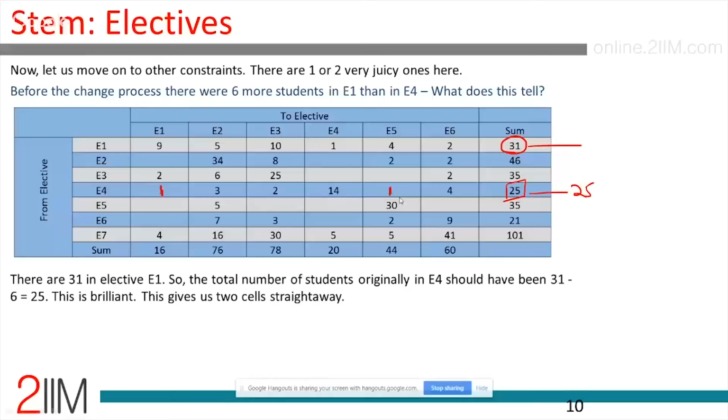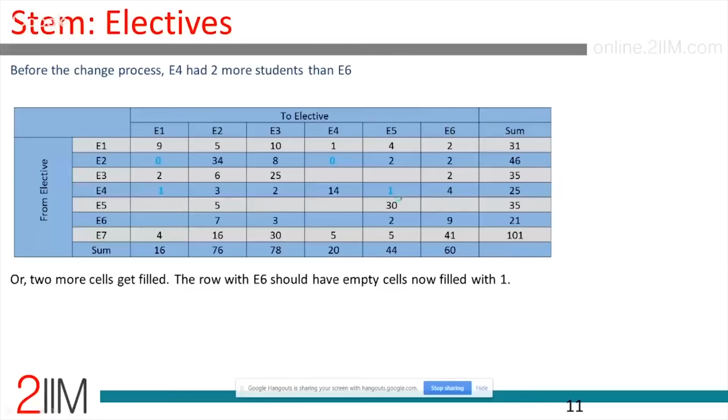Let's build this further and look at some other constraint. Before the change process, E4 had 2 more than E6. E4 had 25, 2 more than E6. E6 has 21, so this should be 1. This will change this total, and we've not accounted for that. We'll come to that. I'm just filling in the ones. Obviously the sums will change, and we'll worry about that later on.